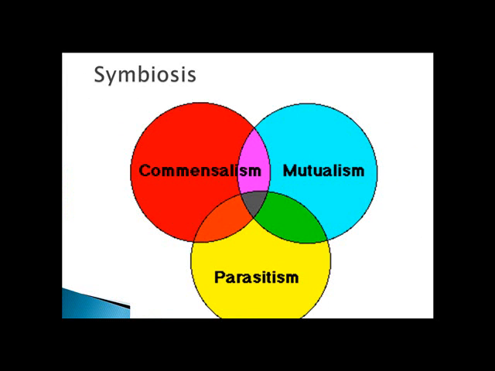There are several types of symbiosis or symbiotic two-species interactions. Commensalism is where one species benefits while the other is not affected. For example, a bird's nest sitting in a tree benefits the bird, doesn't benefit the tree, but it doesn't harm the tree.